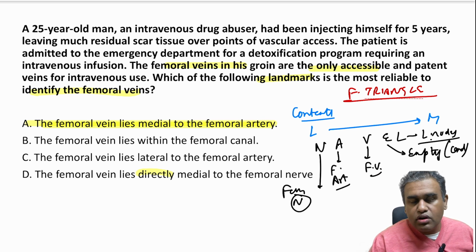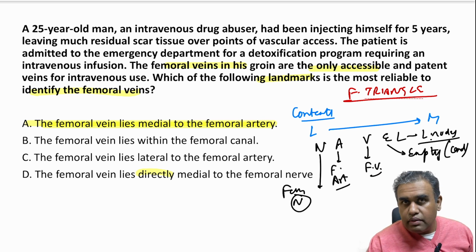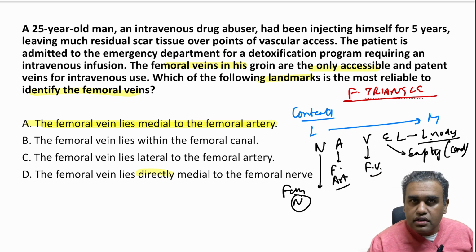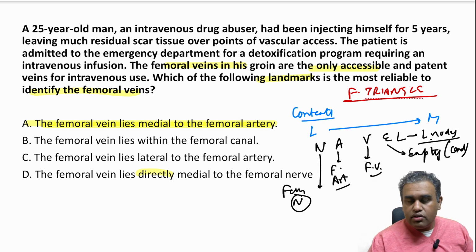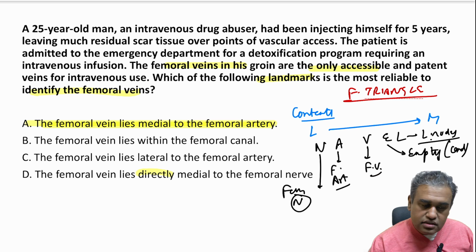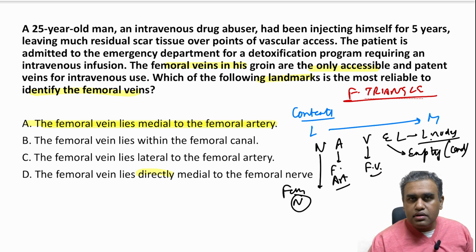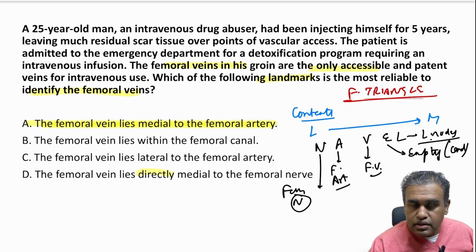You palpate the femoral artery. Where do we palpate it? It lies at the mid-inguinal point. And then you take your needle perpendicularly and insert it just medial to the femoral artery. And then the blood that is coming into your syringe is the venous blood.